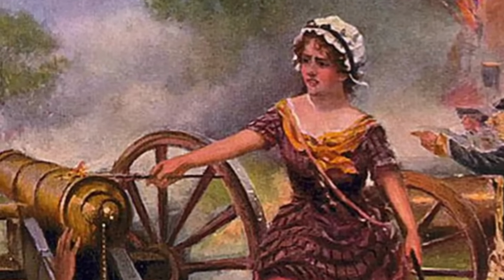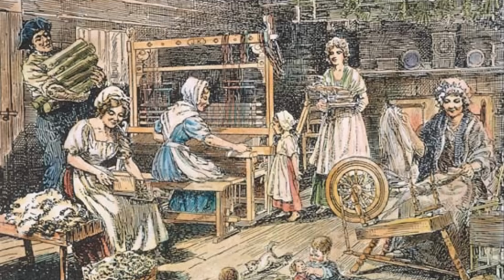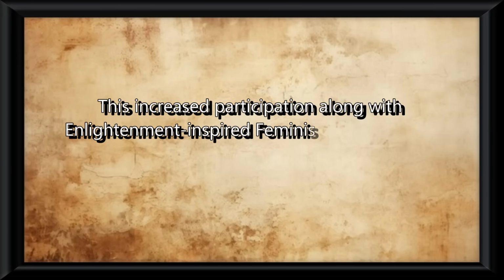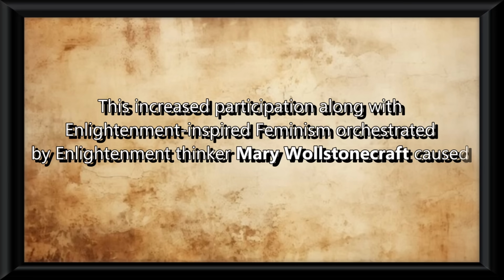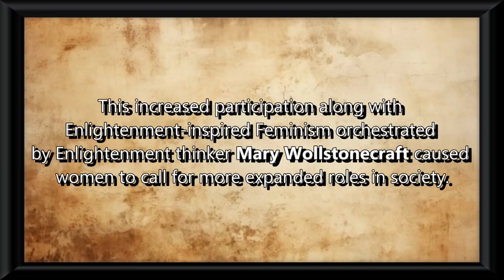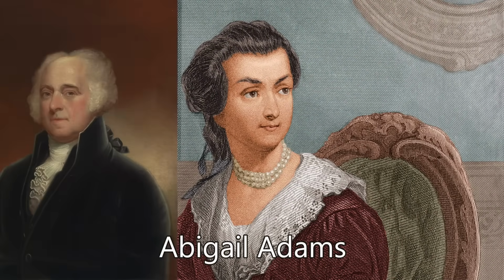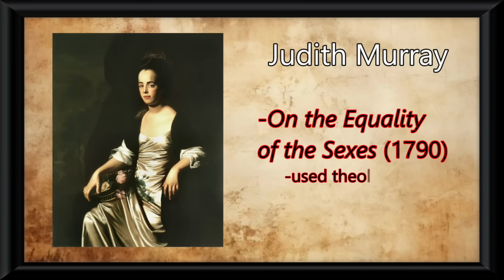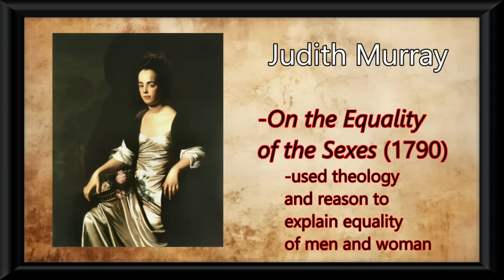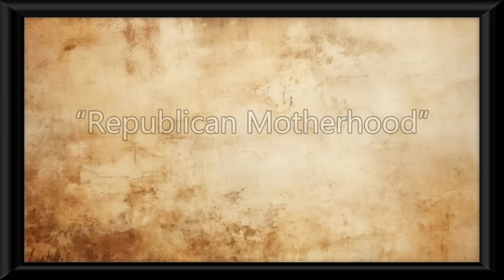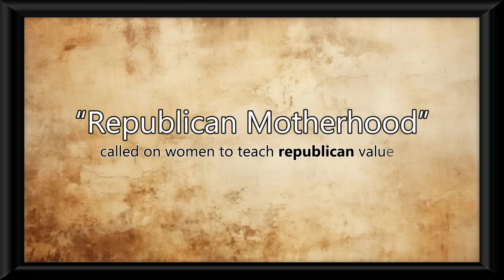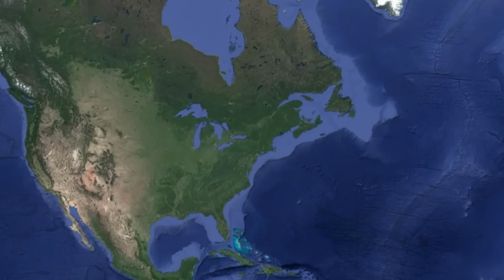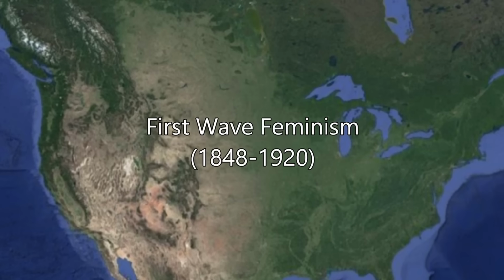Women played crucial roles in the revolution, often working as nurses, seamstresses, and managing households in their husband's absence. This increased participation, along with Enlightenment-inspired feminism orchestrated by Enlightenment thinker Mary Wollstonecraft, caused women to call for more expanded roles in society. Abigail Adams, in a letter to John Adams, pleaded for him to remember the ladies, and Judith Murray, in her On the Equality of the Sexes, used theology and reason to explain the equality of men and women. This would lead to a growing idea of Republican motherhood, which called on women to teach Republican values within the family and granted women a new importance in American political culture. However, women wouldn't start getting true rights until the first wave feminism of the mid-19th century.